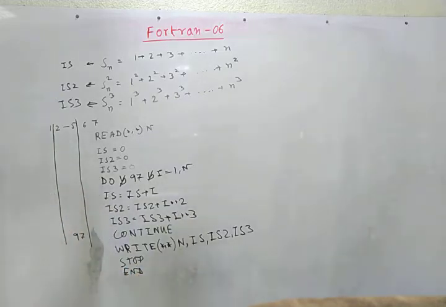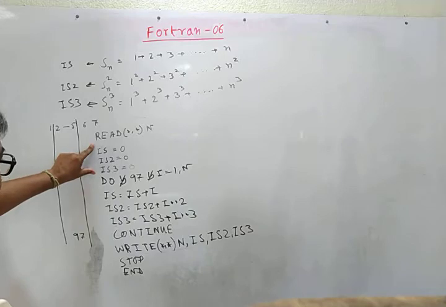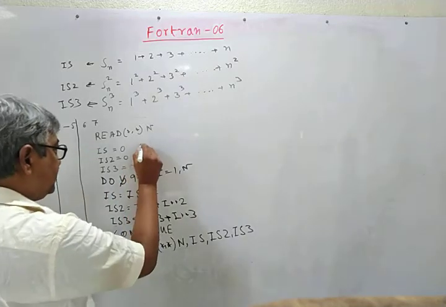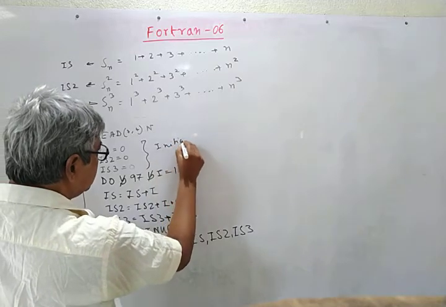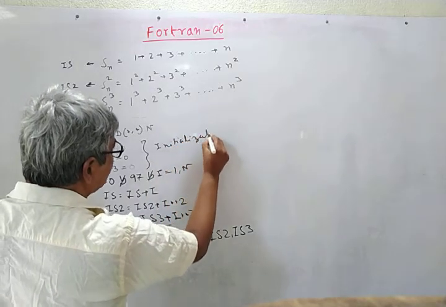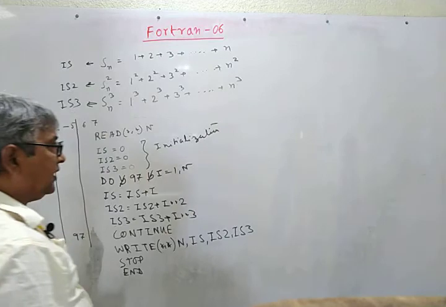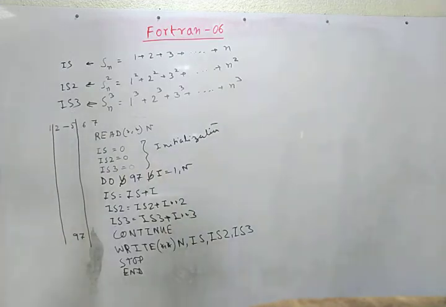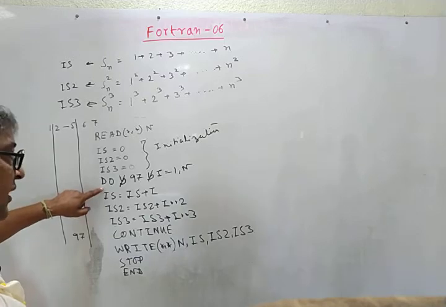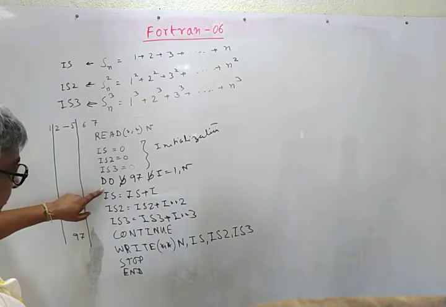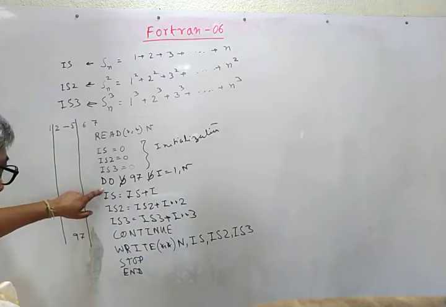Now let me explain how the program works. First, we initialize all these things. This is the initialization part. This is very important. The initialization in the proper place is very important. If one of these statements were put within the do loop, the entire result would go wrong.